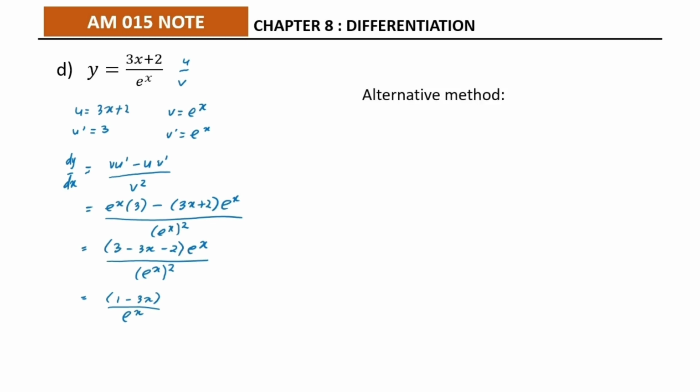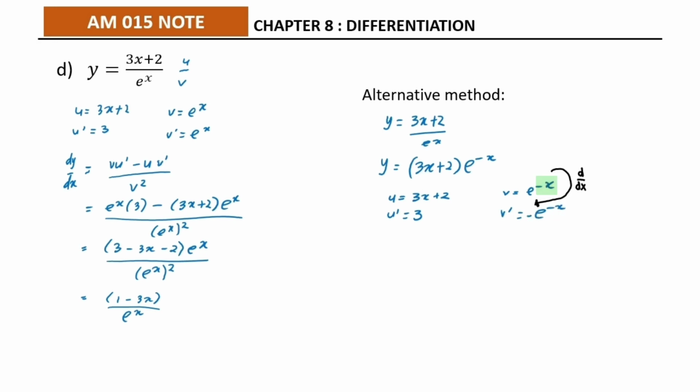And this one, we can simplify to use the product rule. From y equals 3x plus 2 divided by e^x, simplify, we get y equals 3x plus 2 times e power of negative x. So using the product rule, this is u and v. So u equals 3x plus 2, u prime equals 3, v equals e power of negative x, v prime, differentiate e power of negative x, we have e power of negative x, and then differentiate negative x, negative 1.